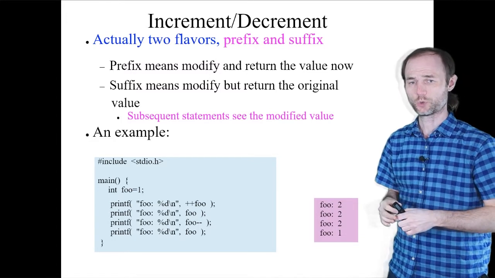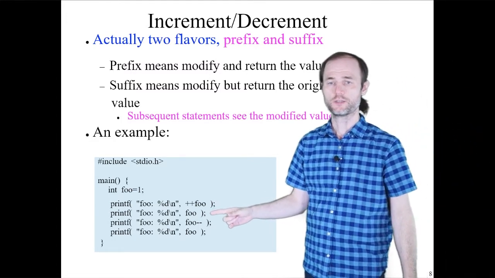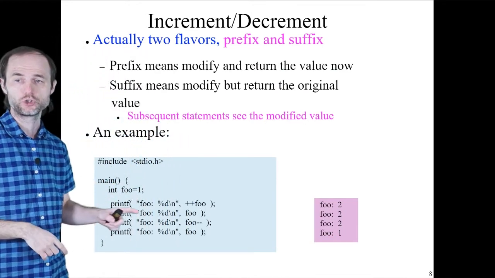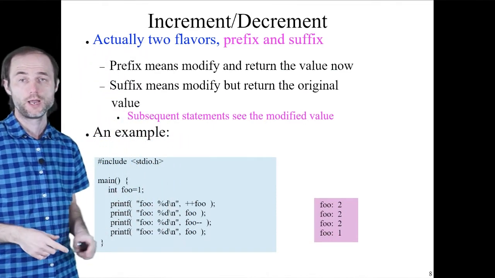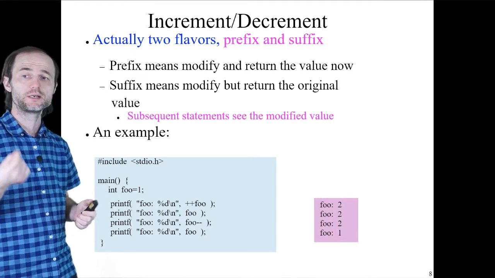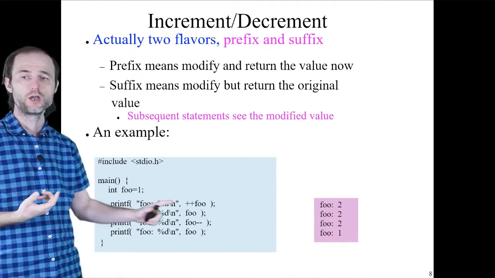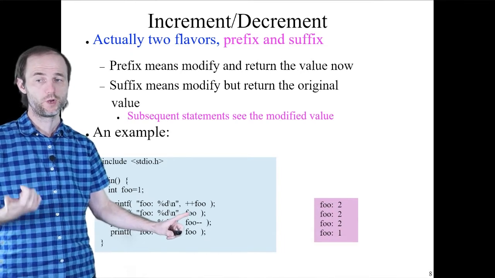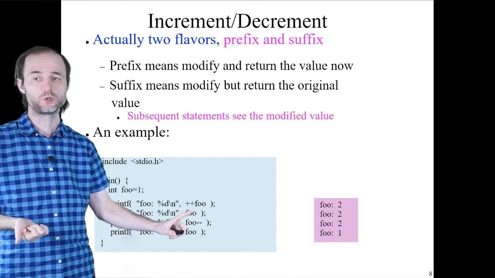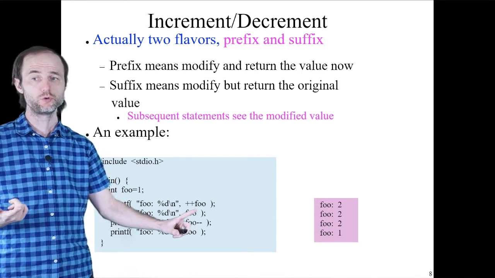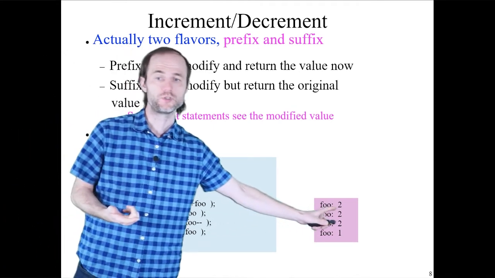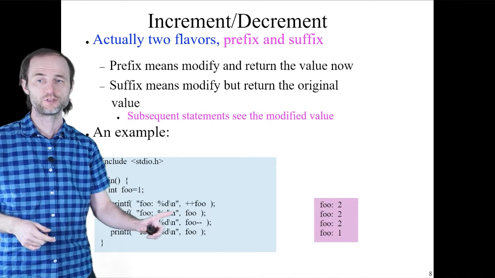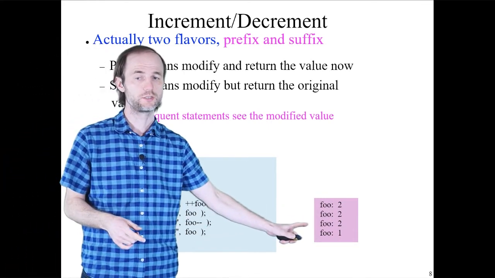Let's take a look at how it works in an example. So let's take a look at this code where we start with the value of foo equal to 1. And then we're going to print out plus plus foo. Because plus plus is a prefix increment, the value of foo will be incremented by 1 in place. So the value will be incremented to 2, after which it will be printed out. That's why we see 2 as a result. Just to be sure, we're going to print the value of foo once again, and of course, it's still unchanged.